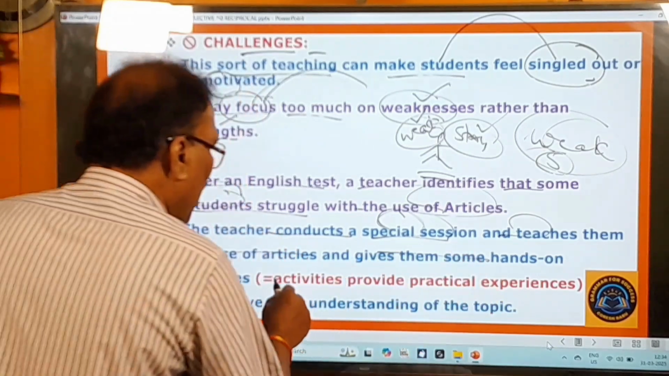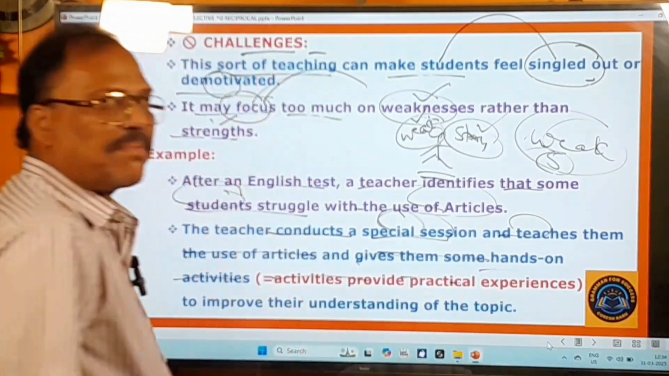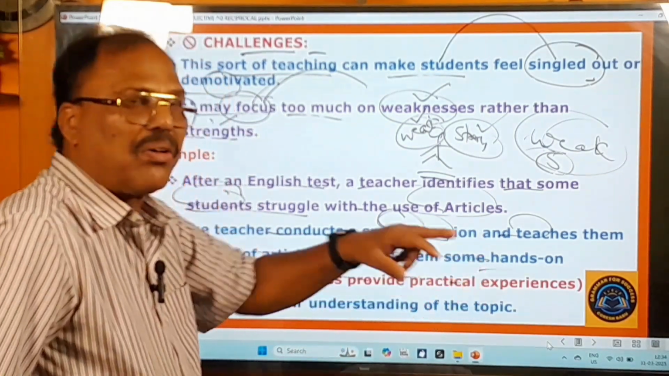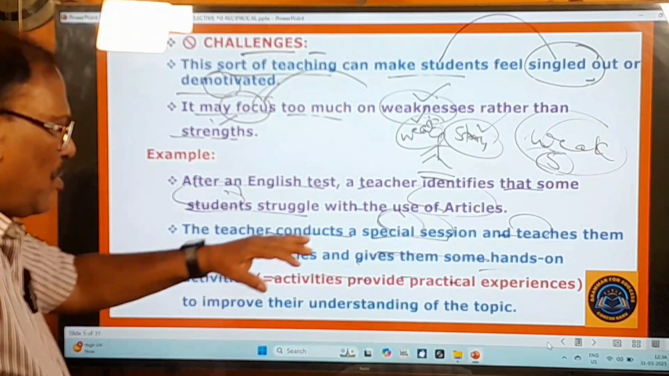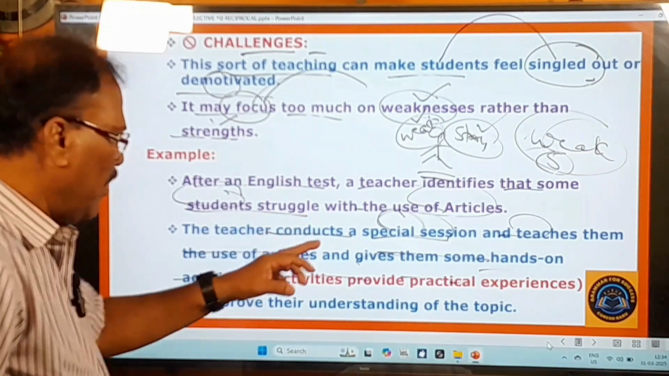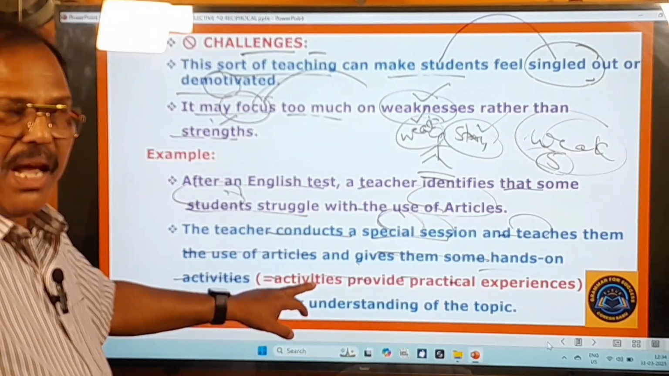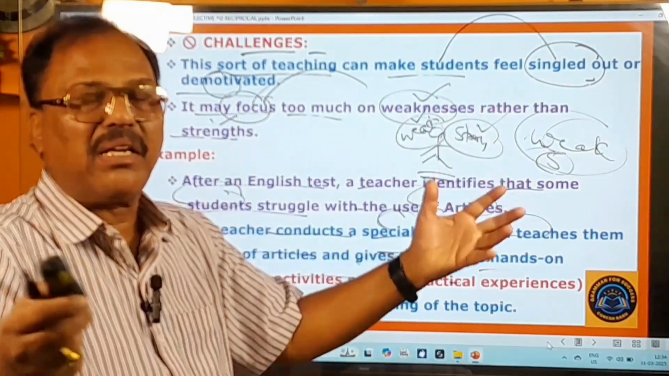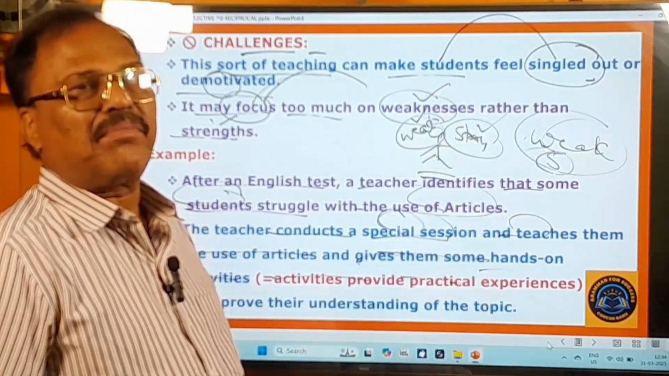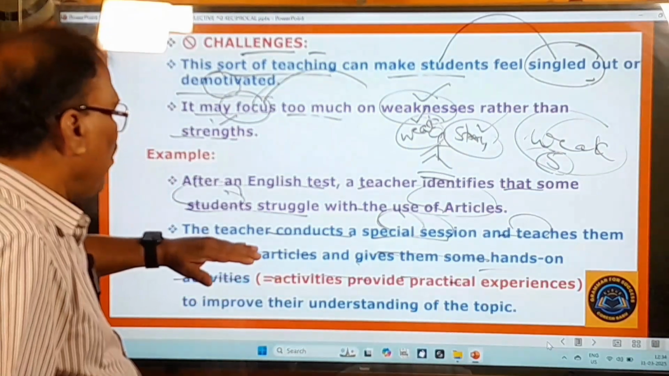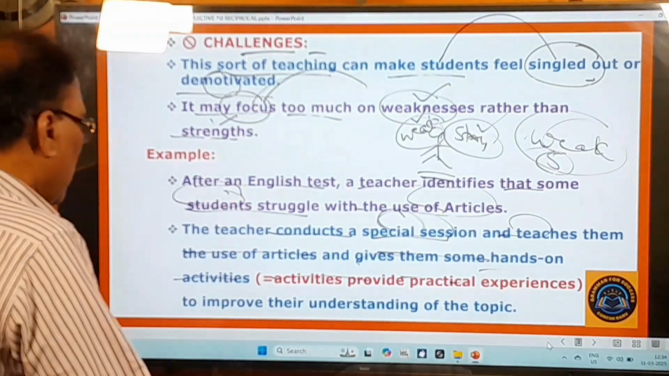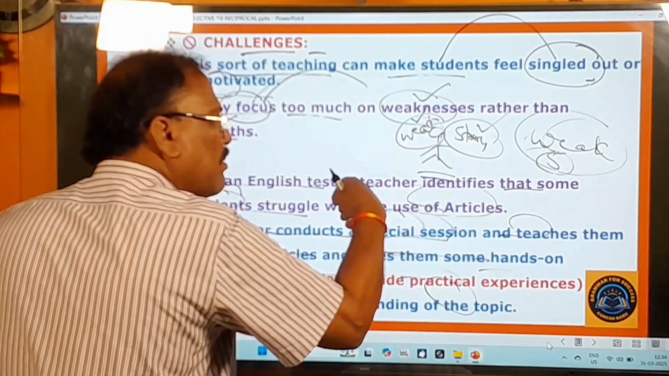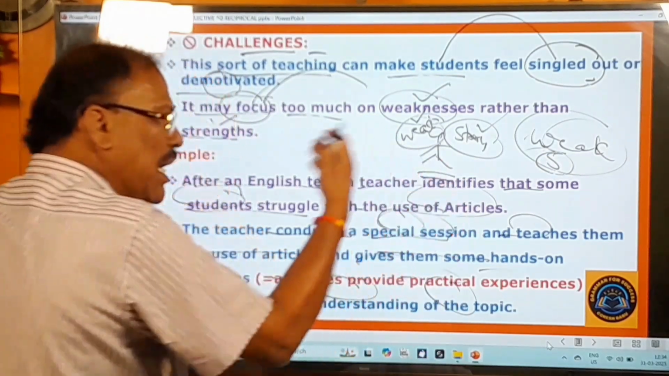Hands-on activities means activities that provide practical experience. Activities that provide practical experiences are called hands-on activities. To make you learn this one, I have given you this meaning also in the brackets. So the teacher will give them these hands-on activities to improve their understanding of the topic. This is the topic in which they are weak. This is the topic in which they are lagging behind.